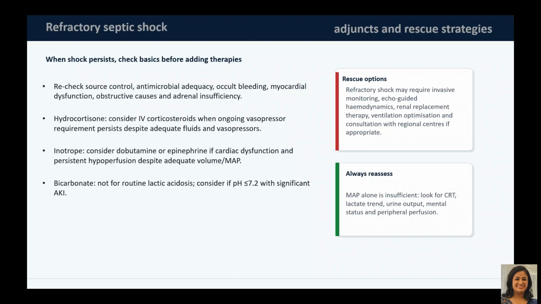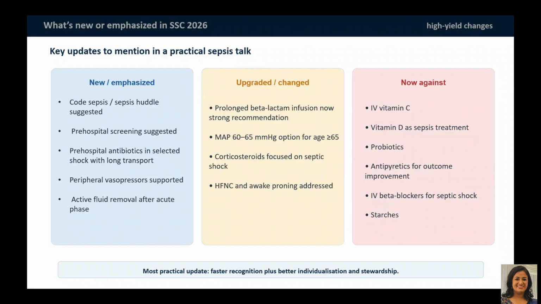Okay, so what happens if there is refractory septic shock? That means our patient is not responding to our antibiotics or anything. In that case, what we can do is source control. You have to recheck the source control, recheck the antibiotic adequacy, and check whether there is any ongoing bleeding, underlying myocardial dysfunction, or adrenal insufficiency. Those causes have to be excluded if the patient has refractory septic shock. And depending on the underlying cause, you have to treat.